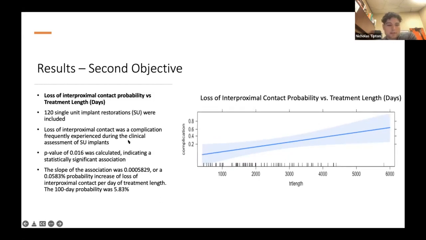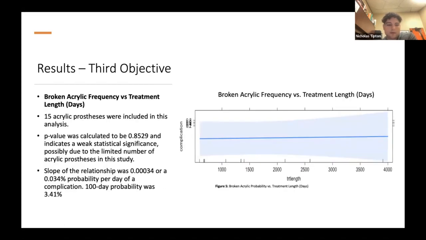The second was loss of interproximal contact. There were 120 single units that we had in our study, p-value of 0.016, pretty significant association there. And then you see here the probability of having this complication in this population after 100 days was about 5.83.